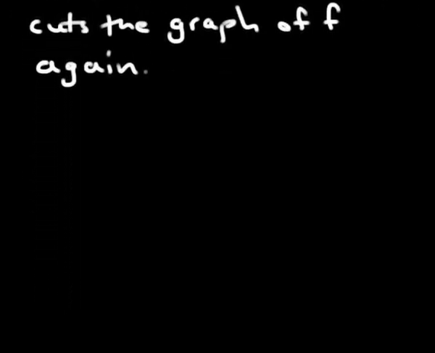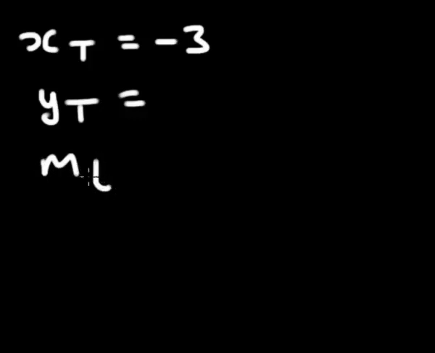Okay, here we go. What do we have? To get the equation of the tangent, we've got the x of the point of tangent, c, is -3. We need the y of the point of tangent, and we need the gradient of the tangent. Now all we need to do is say, what is f of -3?